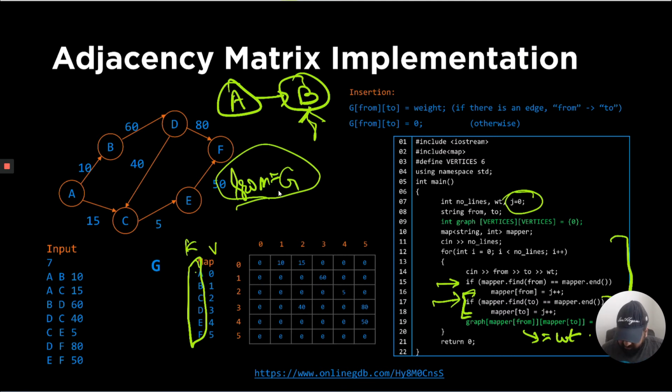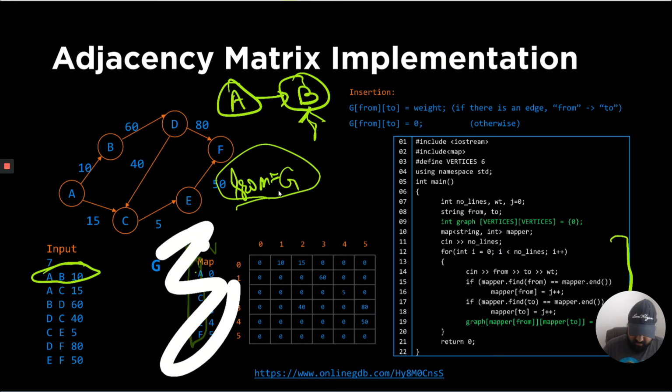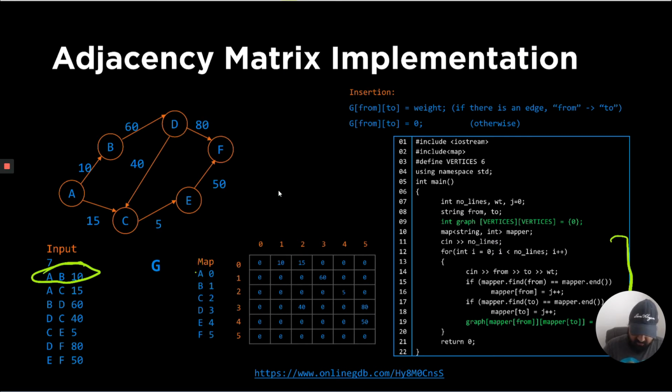So what we just did was we inserted the value weight at the mapper from and mapper to. So mapper from, like talk about the first row. So how this is going to work is, in the first statement, we have A that maps to from, B that maps to 2, and 10 that maps to weight.